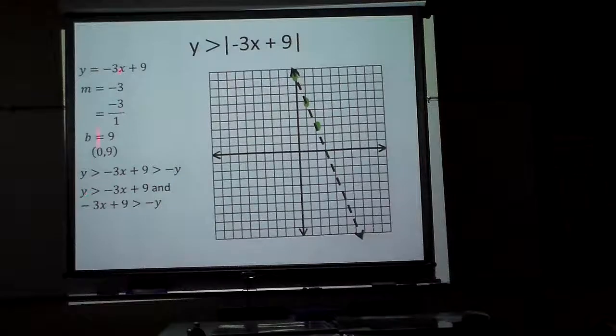So you notice this is the first part. That's our graph up there. Now I'm going to graph the negative y answer. So basically, what we have here is this. It's the same thing as dividing by negative 1.